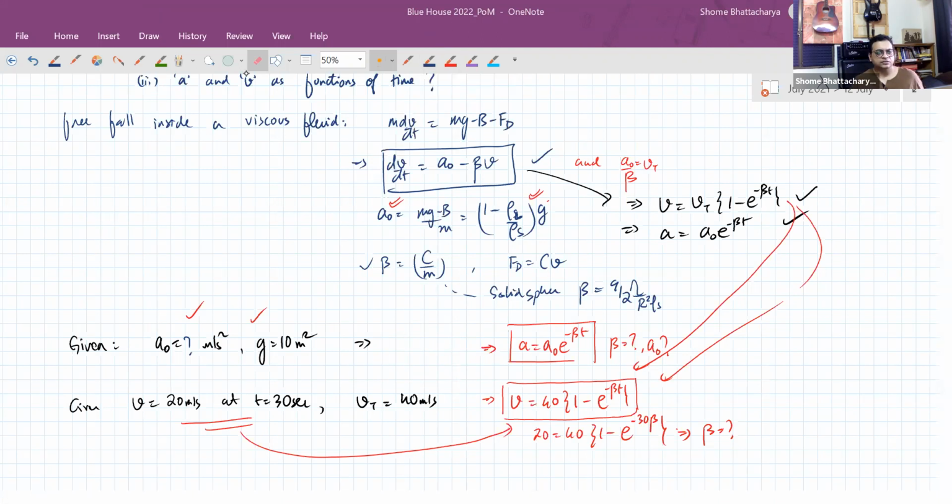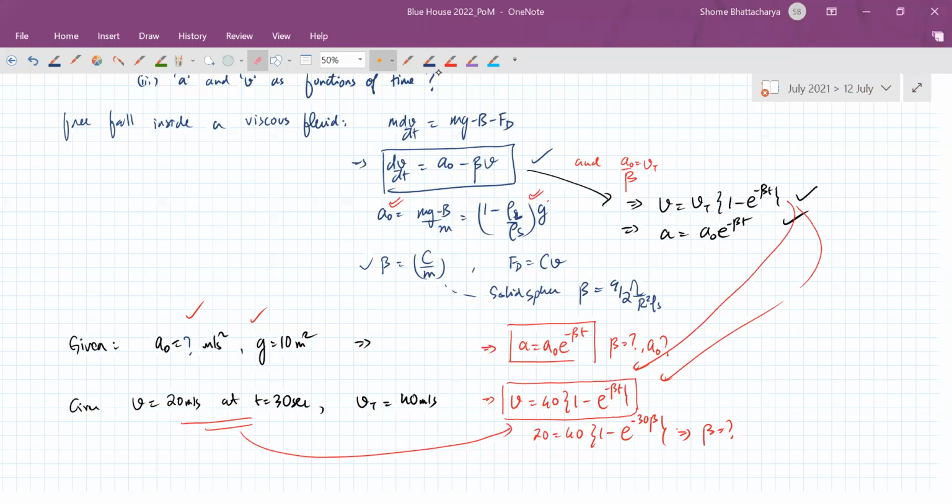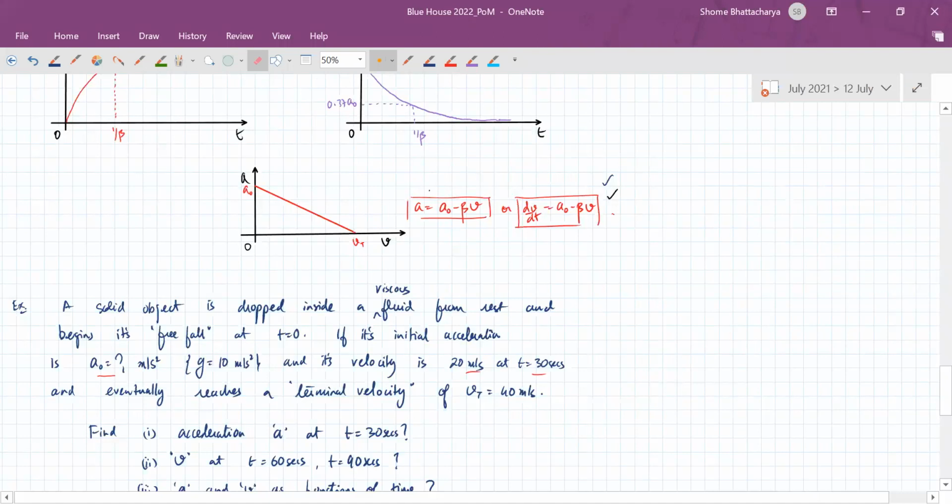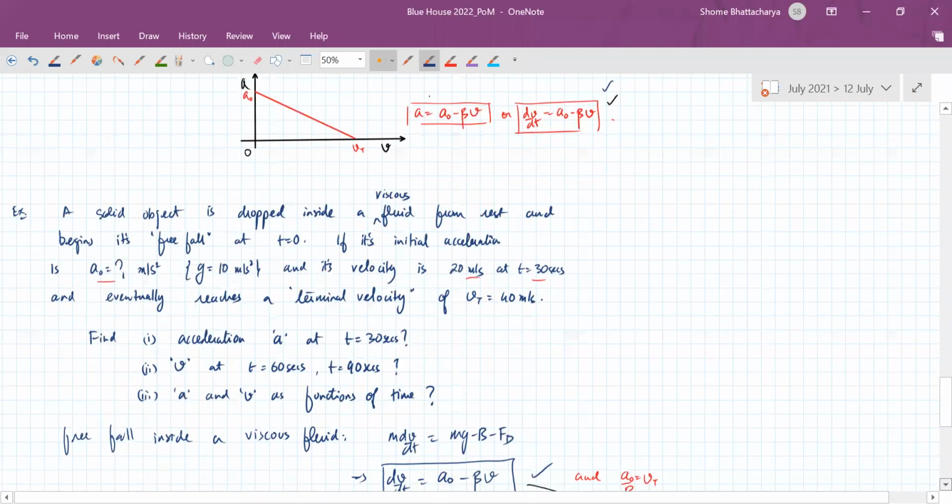Yeah, Samar, that is correct. We'll get some different value of A naught, so we'll find that out also. Don't worry. Sir, the value of beta is coming 0.02. Okay, what is the unit? Second inverse, sorry sir. Okay, correct. Good.